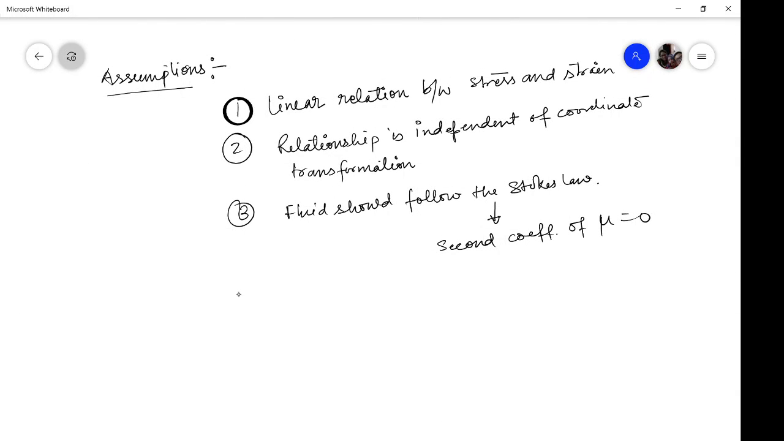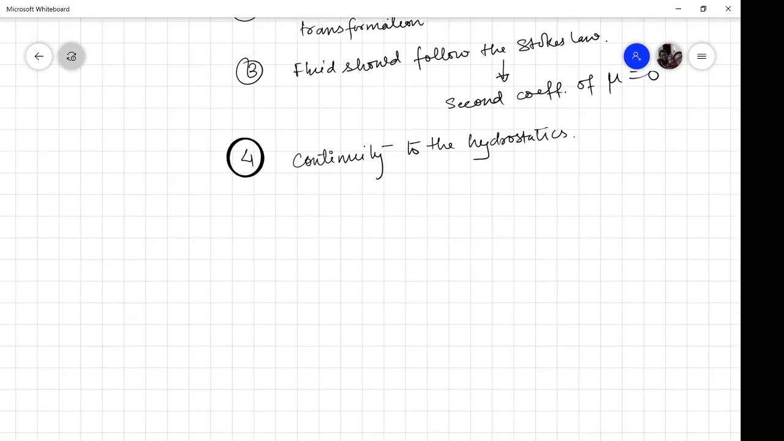If this is the case, then we will call that type of fluid a Stokesian fluid. And the fourth and final assumption is the continuity to hydrostatic condition. That means if you make all velocity components zero, then the equation which you will be getting should be the equation of hydrostatics. So continuity to the hydrostatics is a must.